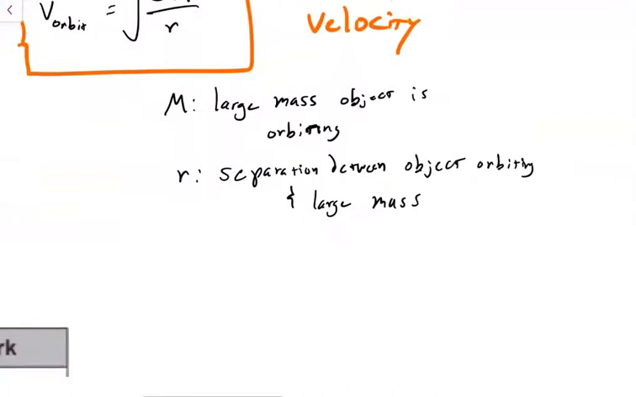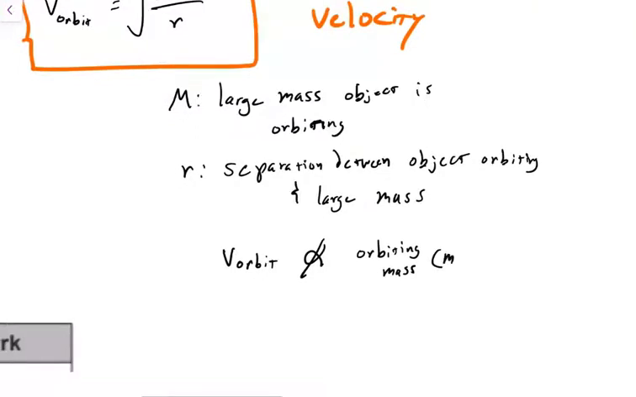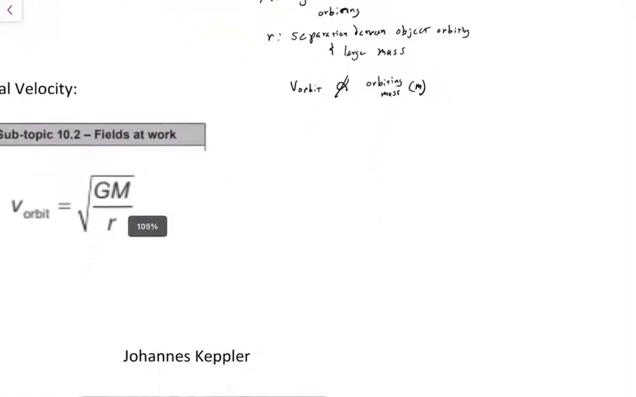It's also important to note that the v orbit is not proportional to the orbiting mass, right? The little m. It's only proportional to the large M, the mass that it's orbiting around.